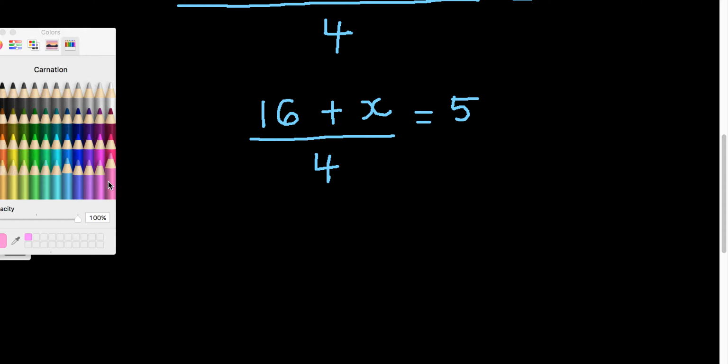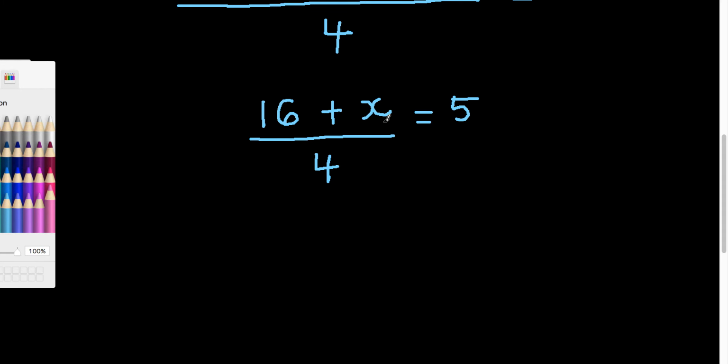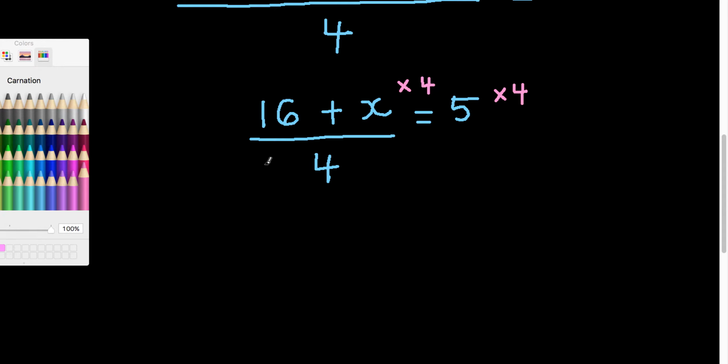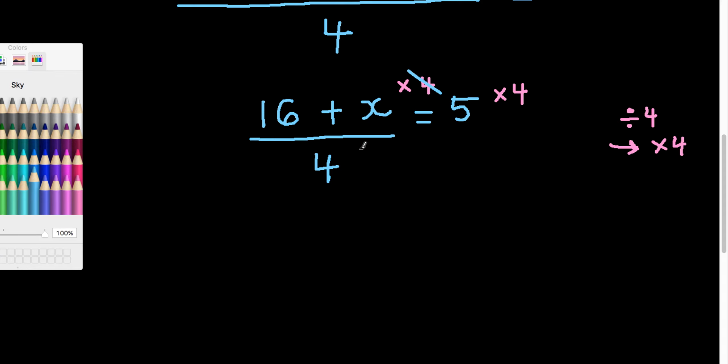With my next step, I see I've got something on the top here being divided by 4. So what I'm going to do is times both sides of the equation by 4. That, again, is just doing the opposite to what is happening on the left-hand side of the equation. Divide by 4 is what was happening, and times by 4 is the opposite. That will allow me to now cancel out these 4's here. It will leave me with 16 plus x, and on the right-hand side, 5 times 4 is 20.